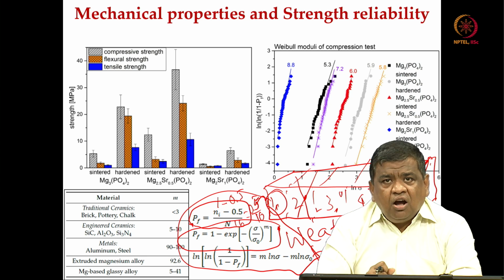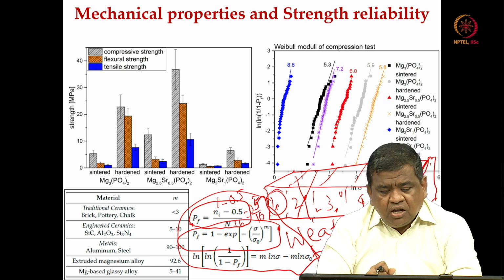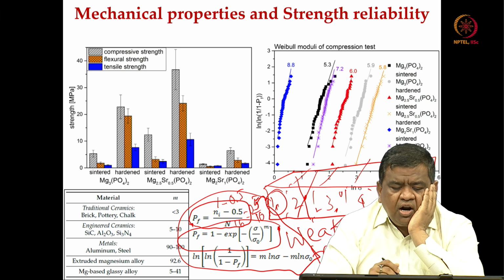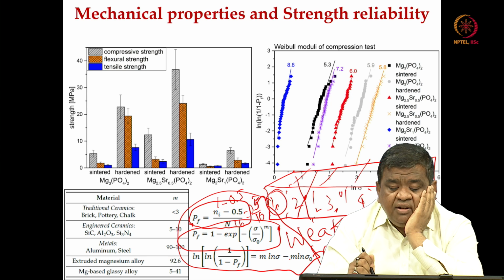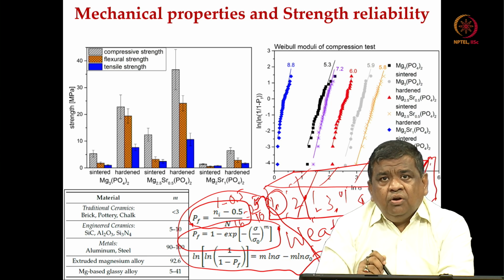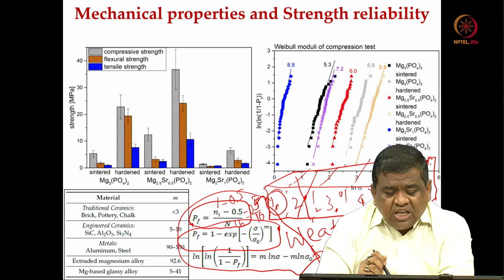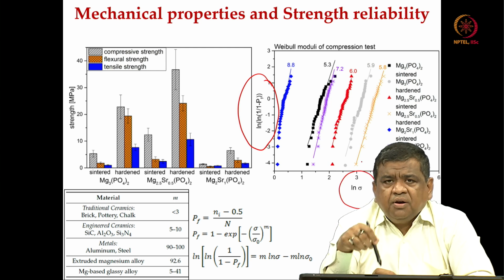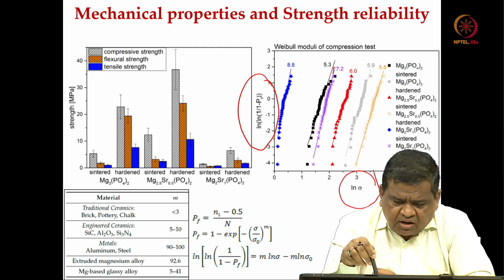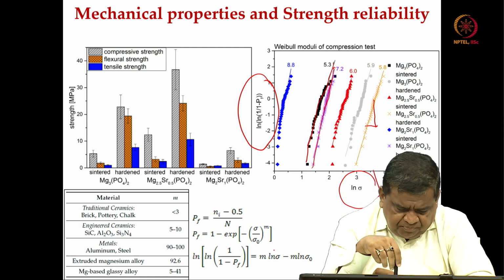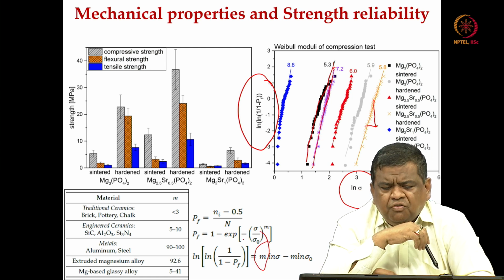And if you take the double logarithm of this equation, and do some rearrangement, you get this particular form: ln ln (1 by 1 minus P f) is equal to m ln sigma minus m ln sigma naught. Now, this equation is of the form y is equal to mx plus c. So if you plot the double logarithm of 1 by 1 minus P f against the logarithm of sigma, you should expect a straight line for the experimental results. And the slope of this straight line will give you the value of m, that is the Weibull modulus, which is fairly straightforward.